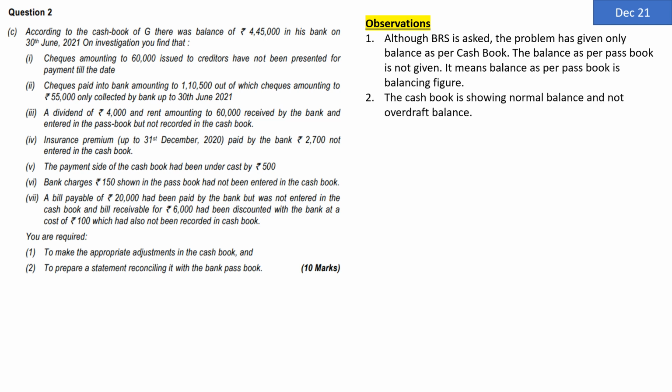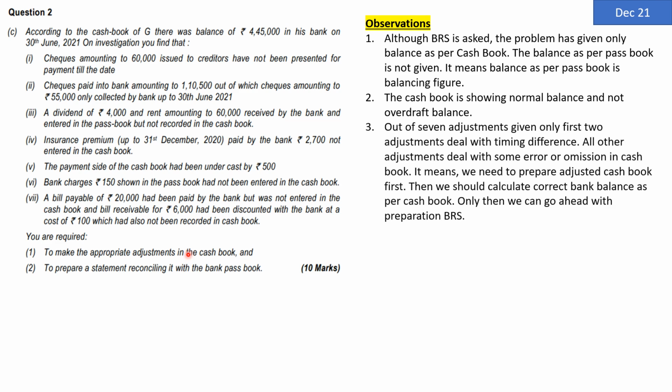The second point which I have noted is that the cash book is showing a normal balance, not overdraft balance. In the first line it is mentioned, cash book of G, there was a balance of Rs 4,45,000. They have not said overdraft. So cash book is having a debit balance, normal balance, positive balance. So when we prepare the cash book as is asked in the first sub question, make appropriate adjustments in the cash book, at that time, this balance of Rs 4,45,000, since it is normal balance, will come on the debit side of the cash book which we are going to prepare.